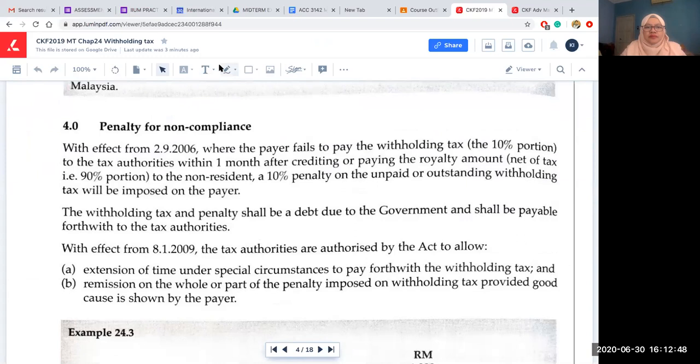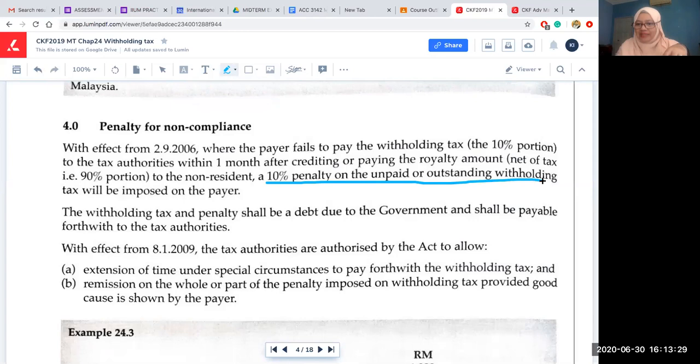10% penalty on the unpaid or outstanding withholding tax. So when I say the 10% is on the unpaid or outstanding withholding tax, let's assume it's 100,000 and the tax rate is 10%. So you have to withhold 10,000 ringgit. 10% of the 10,000 is 1,000 ringgit. So the penalty is only on the 1,000 ringgit, not on the 100,000.